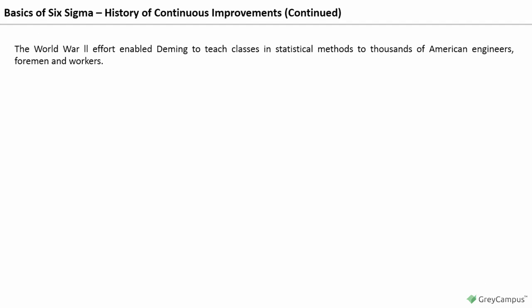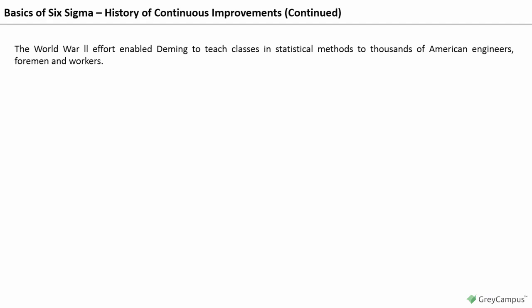The World War II effort enabled Deming to teach classes in statistical methods to thousands of American engineers, foremen, and workers. The statistical methods were later credited to be a major factor in the war effort, but as he would state it, after the war, all traces of statistical methods were gone in a puff of smoke. There were several visits to Japan between 1946 and 1948 for the purpose of census taking. He developed a fondness for the Japanese people during that time. JUSE invited Deming back in 1950 for executive courses in statistical methods. He refused royalties on his seminar materials and insisted that the proceeds be used to help the Japanese people.